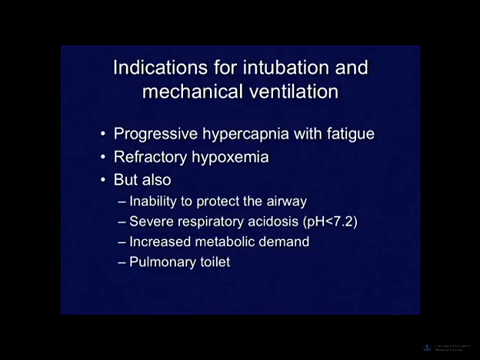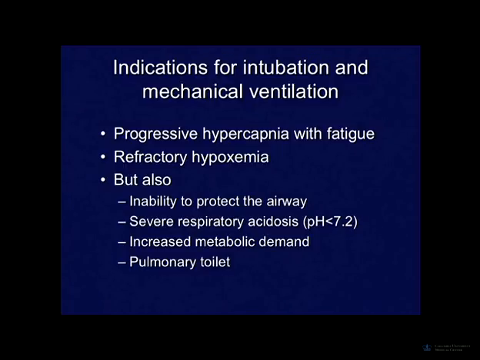If you're just breathing so hard and so fast, let's say you're in septic shock, you want to conserve all the energy you can. One of the ways to do that is to take over the breathing for the patient with the mechanical ventilator and let them rest and let them conserve their energy to fight off infection.